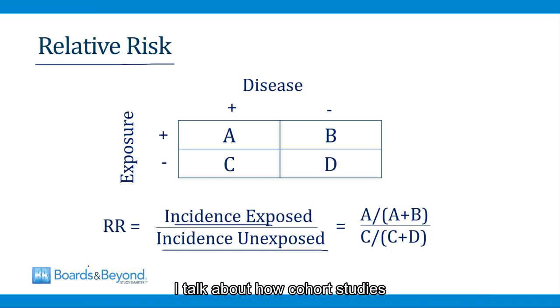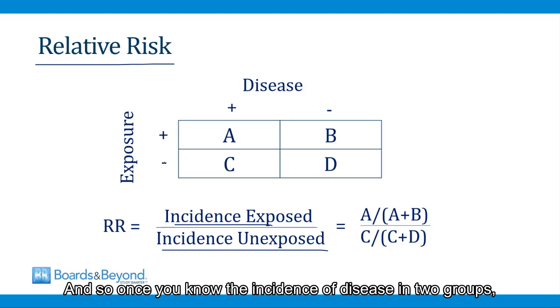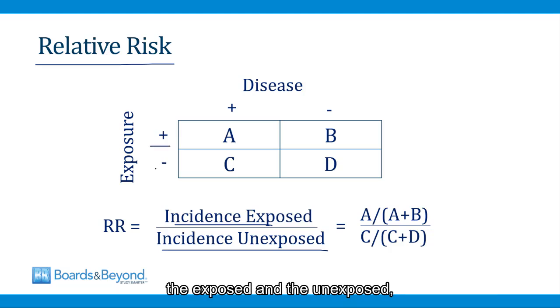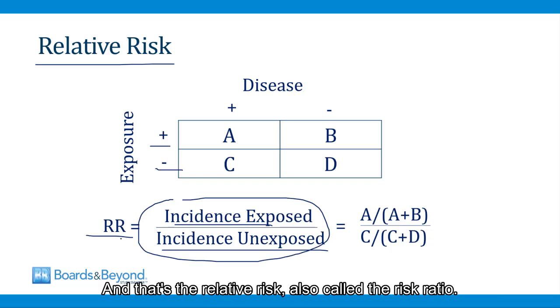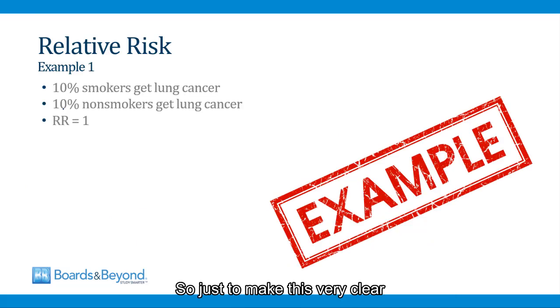In another video, I talk about how cohort studies are also called incidence studies because they can be used to determine the incidence of disease. And so once you know the incidence of disease in 2 groups, the exposed and the unexposed, you simply take the ratio of that, and that's the relative risk, also called the risk ratio. So just to make this very clear, let's go through a couple of examples.